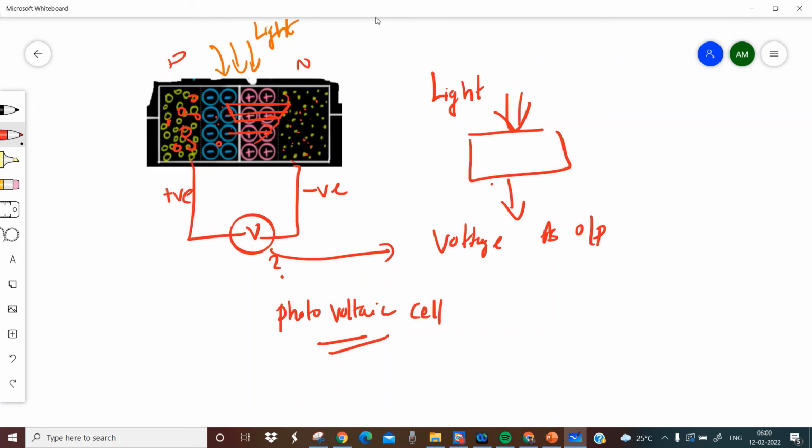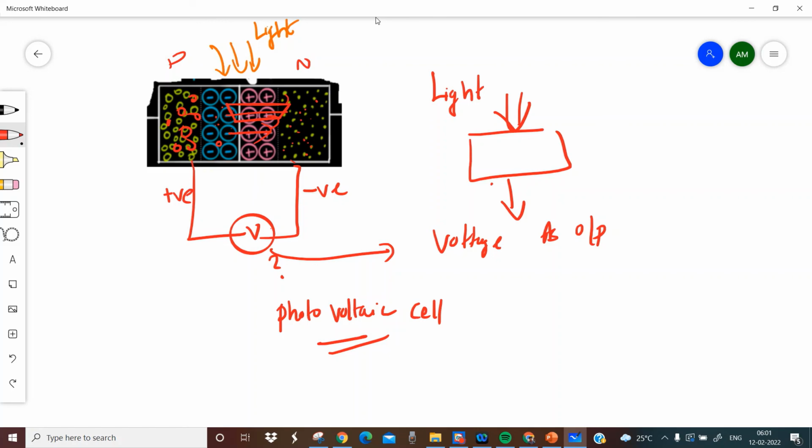But now you just think about photodiode. Photodiode also converts light to electricity. But what is the difference? In photodiode, if you want to operate, we have to bias it. Here there is no biasing required. But in photodiode, we have to provide biasing. What kind of biasing?